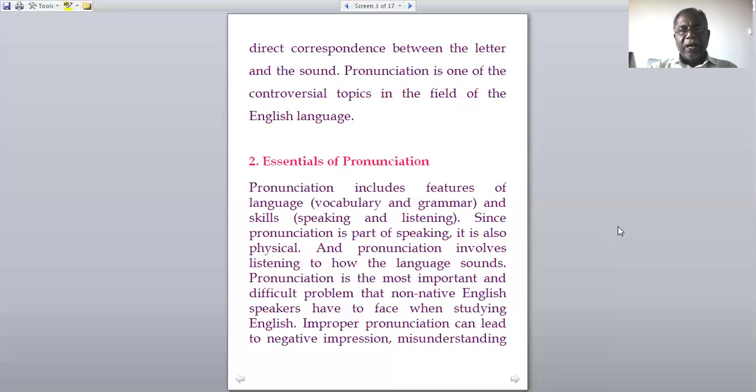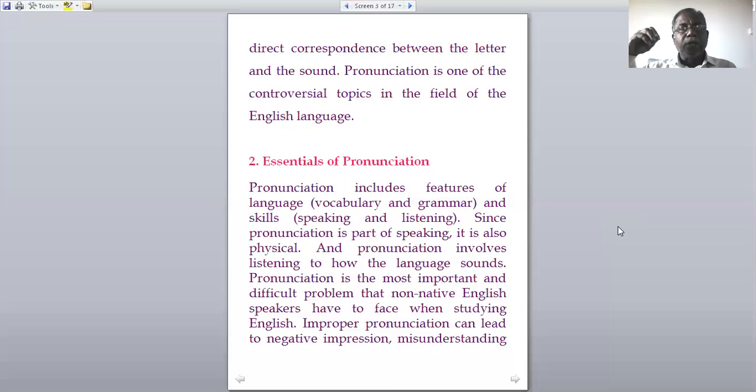I was informing you about the language skills: listening, speaking, reading and writing. Here, pronunciation includes speaking and listening. Since pronunciation is part of speaking, it is also physical. It is a physical activity, we should open our mouth and speak. There are so many organs working and functioning, a physical one. And pronunciation involves listening to how the language sounds. So we need to listen keenly to how others are speaking, how native speakers are speaking.